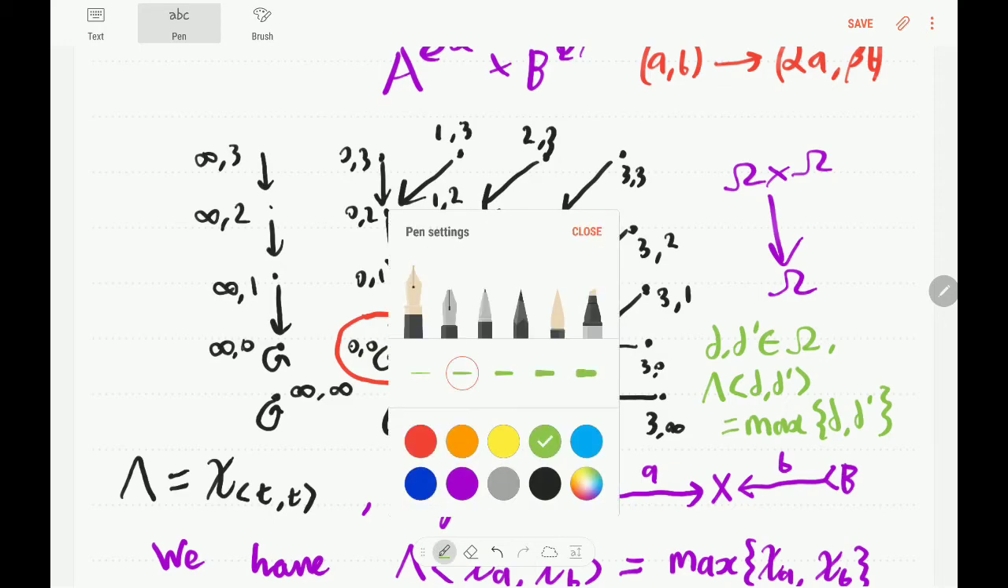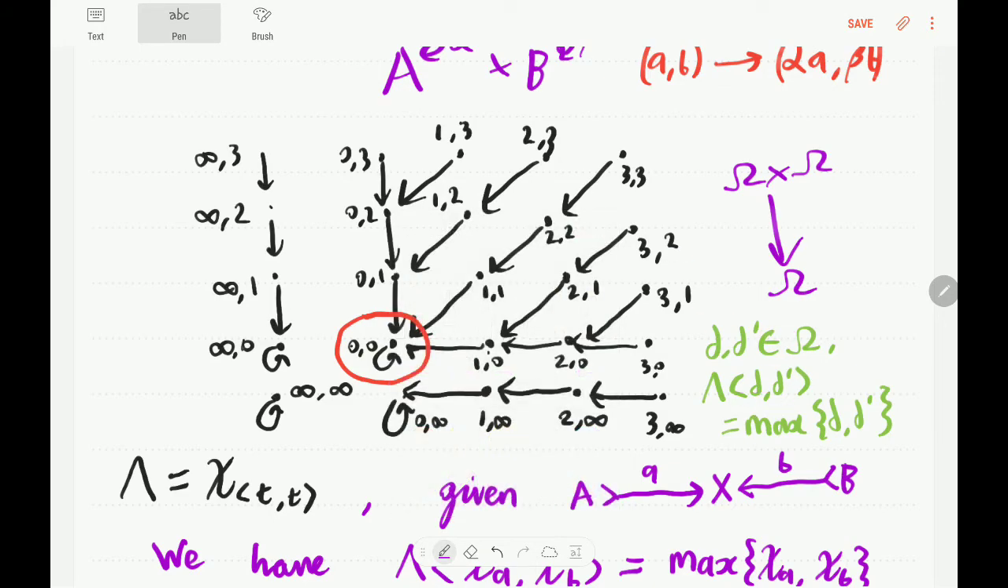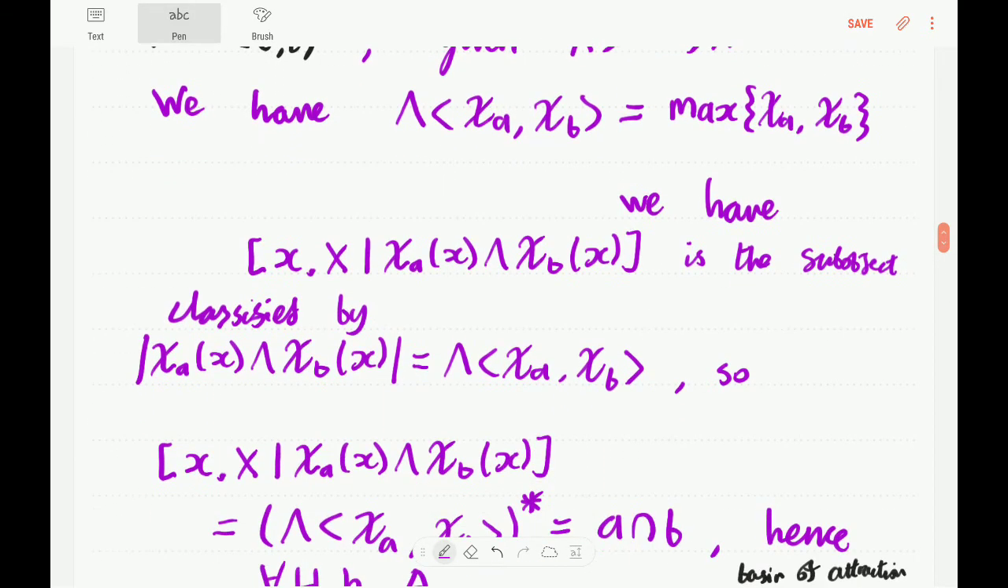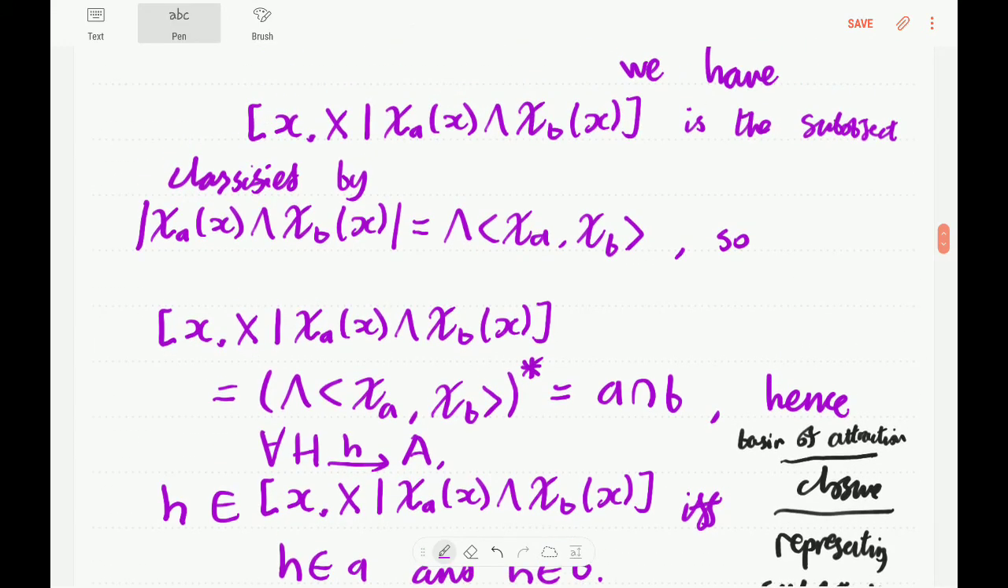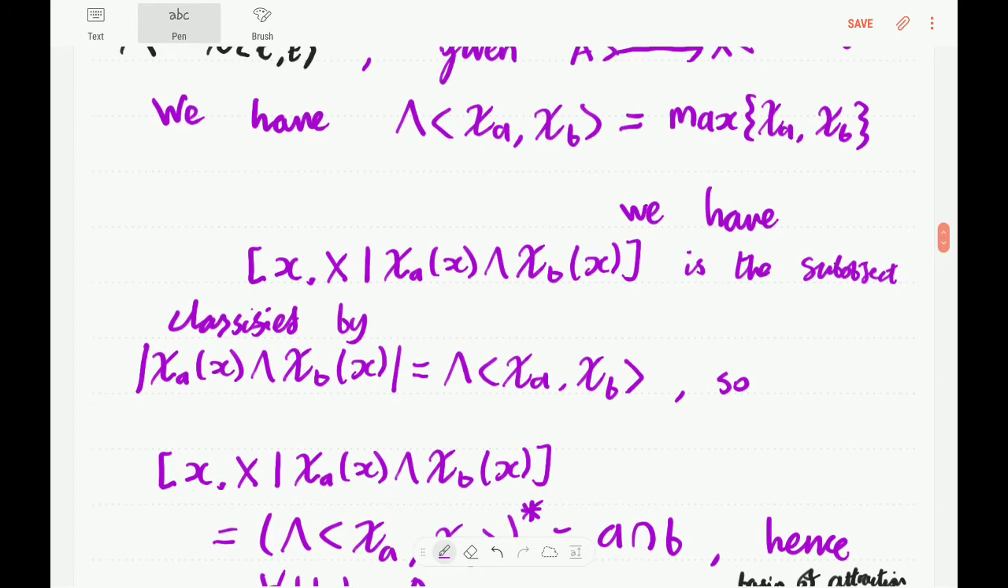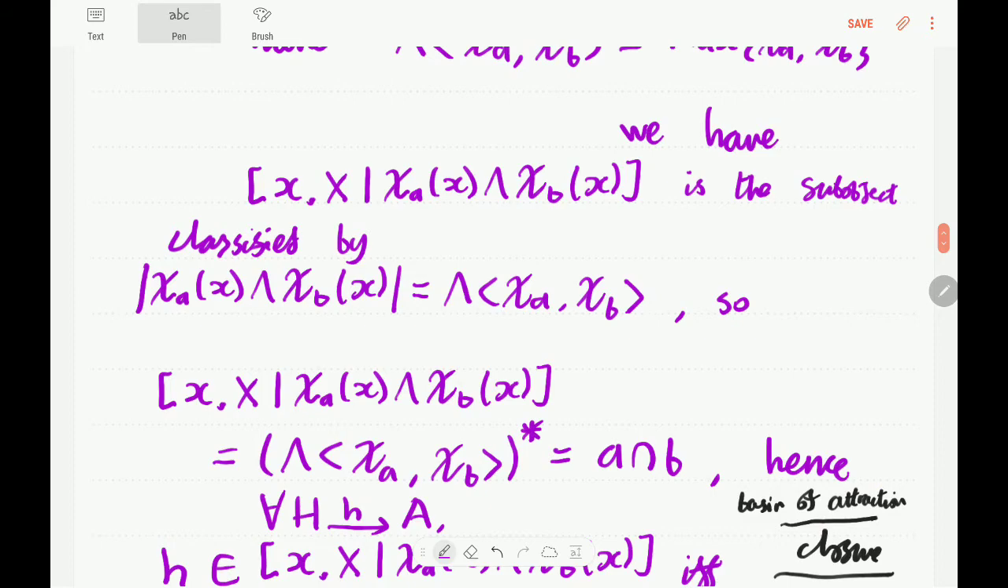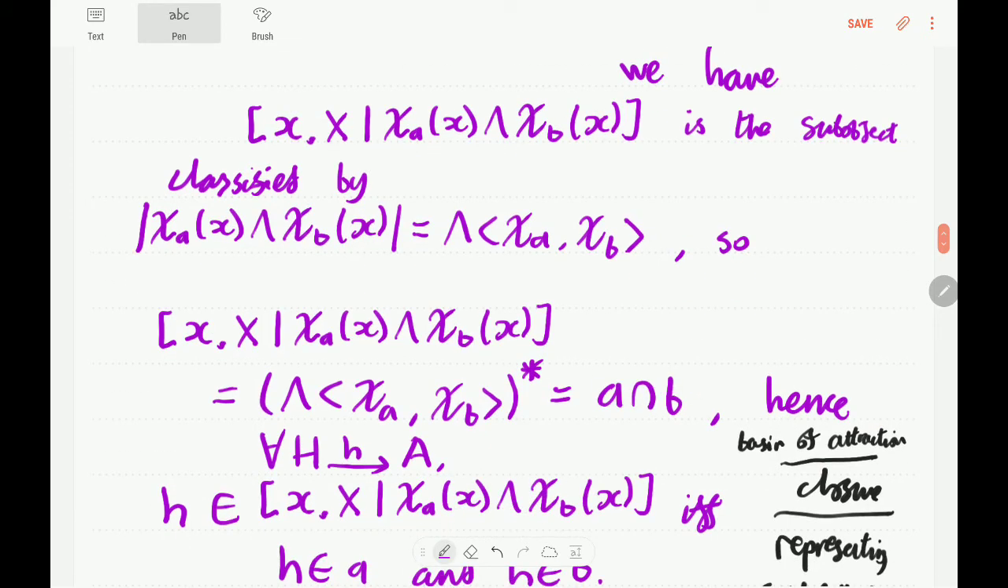Now, of course, this AND operation corresponds to the intersection of 2 dynamical systems. So, for example, this extension here, say we have sub-objects A and B of X, then this extension of chi of A of X and chi of B of X for X in capital X is actually just going to be equal to A intersection B.